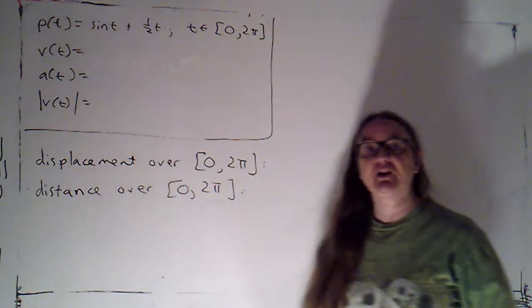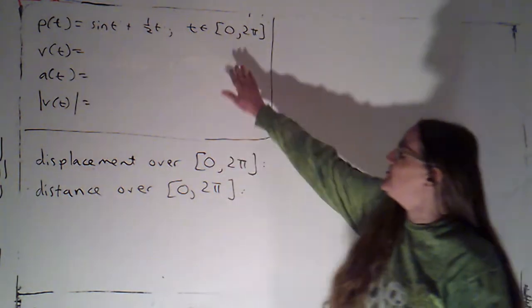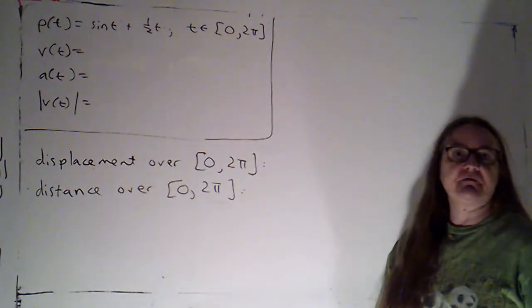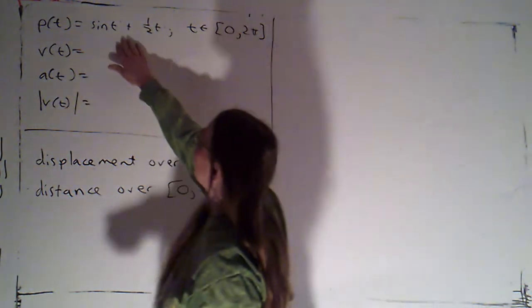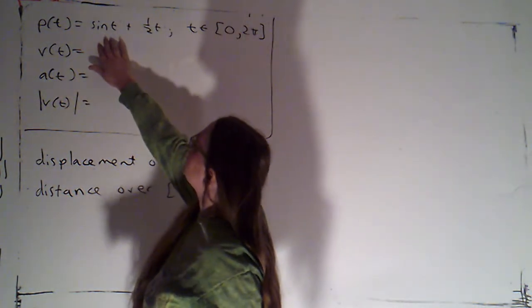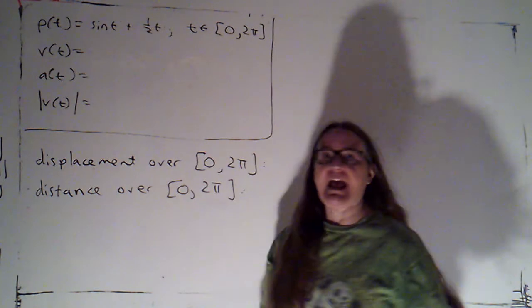We just did a whole bunch of things with a particular position function. We're going to do them all over again with a new position function. So this position function is a little bit more complicated. It involves a trig function. So position as a function of time is sine t plus 1/2 t.